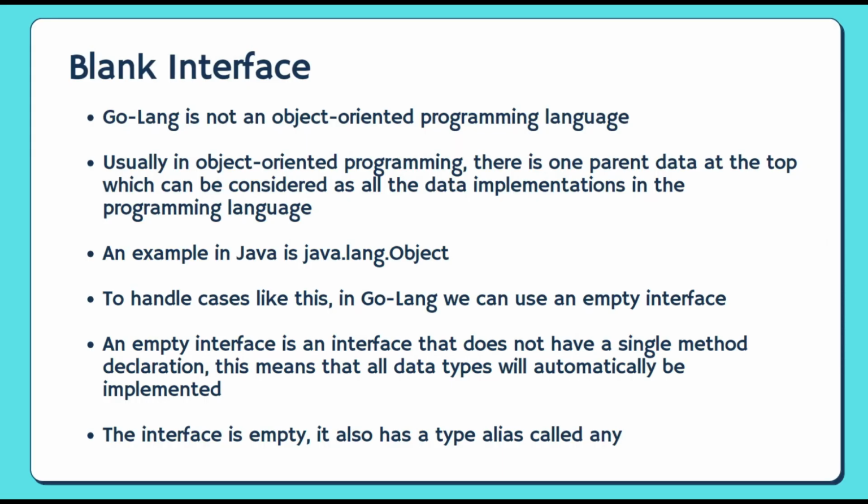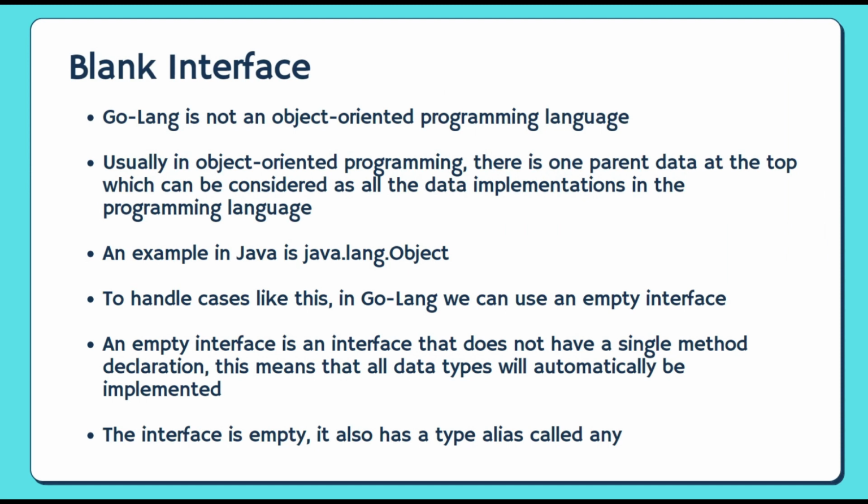Blank interface. Golang is not an object-oriented programming language. Usually in object-oriented programming, there is one parent data type at the top which can be considered as all the data implementations in the programming language. An example in Java is java.lang.Object.